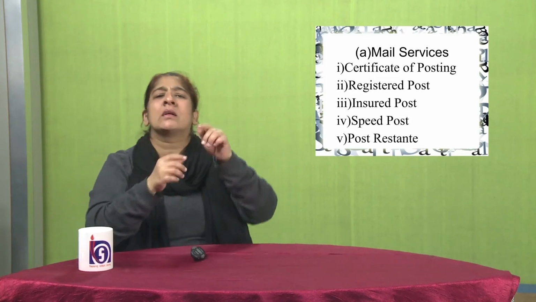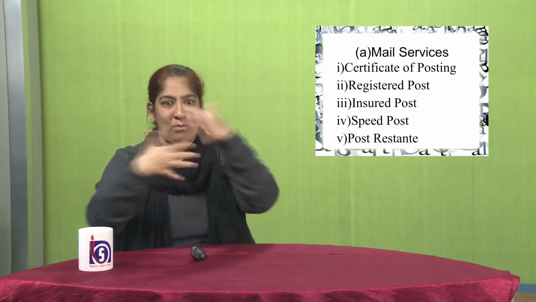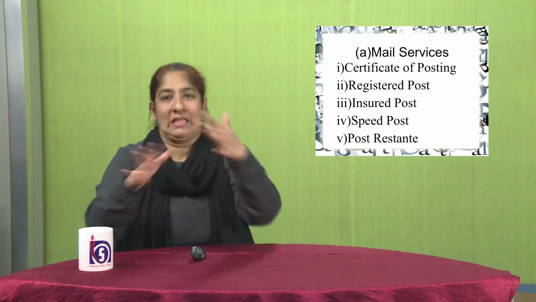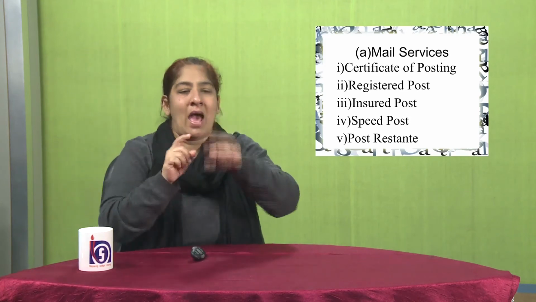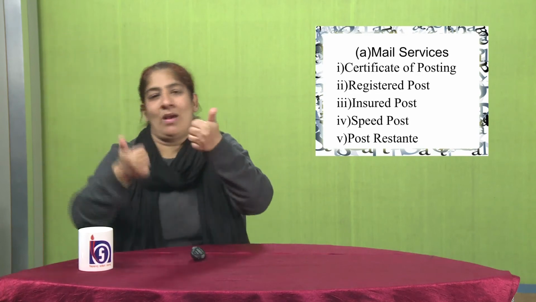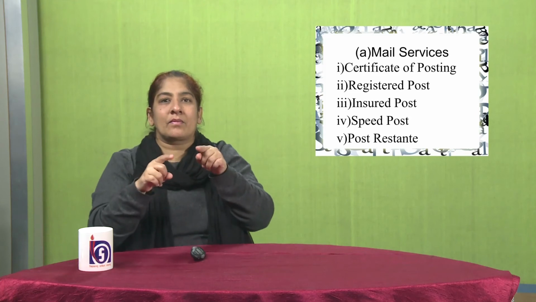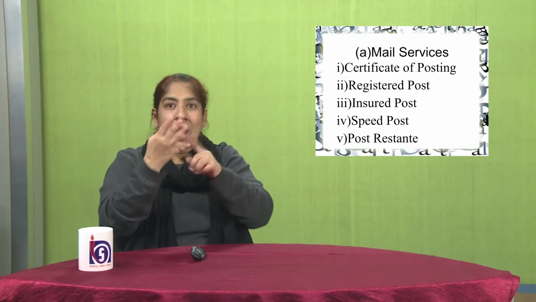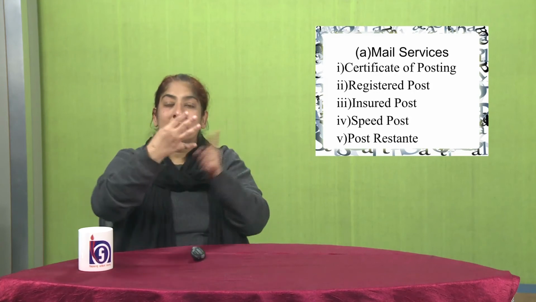Dear friends, we will learn about mail services. So what are the mail services? The first is certificate of posting. When we post, we get a bill or a receipt or a certificate which is used as proof if later needed. The second is registered post. The third is insured post. The fourth is speed post. The fifth is post restante.